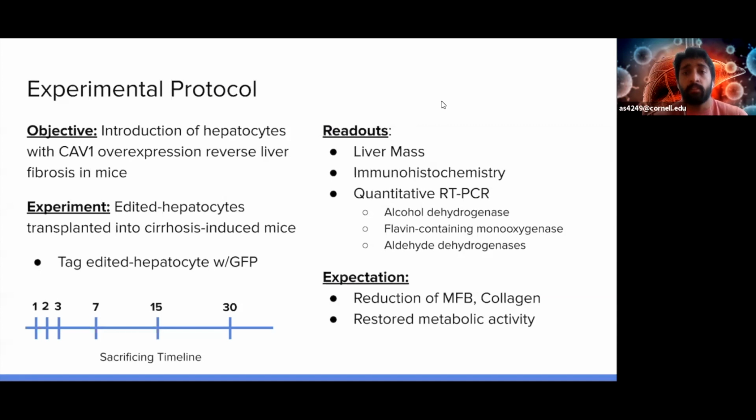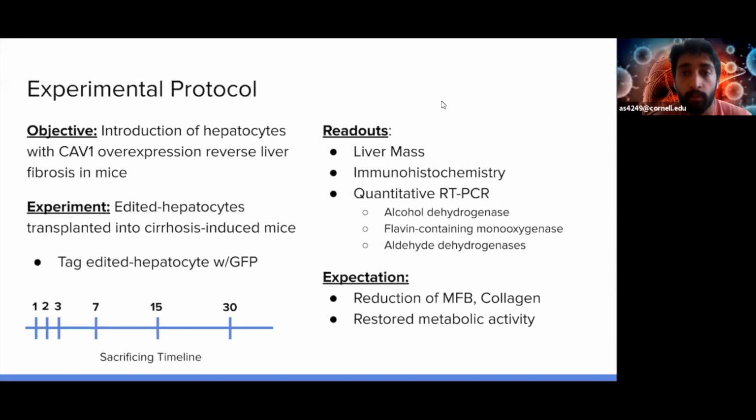By using this sacrificing timeline, we're hoping to capture the whole regeneration process, which usually occurs from 5 to 7 days, and then capture how it affects the liver after post-regeneration. So how are we going to track that? Once we sacrifice the mice, we're going to take out the liver and take its mass. We're also going to stain it to identify proliferation and activation of the hepatic stellate cells. And we're also going to quantify it because we also want to know whether or not we're able to restore the liver function as well by tracking the enzymes that are critical for many metabolic functions in the liver.